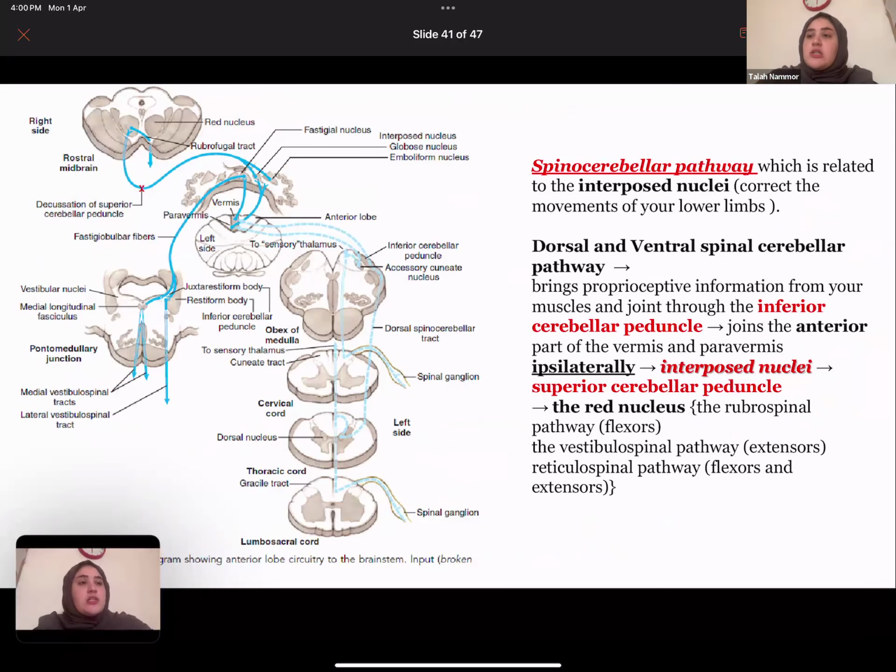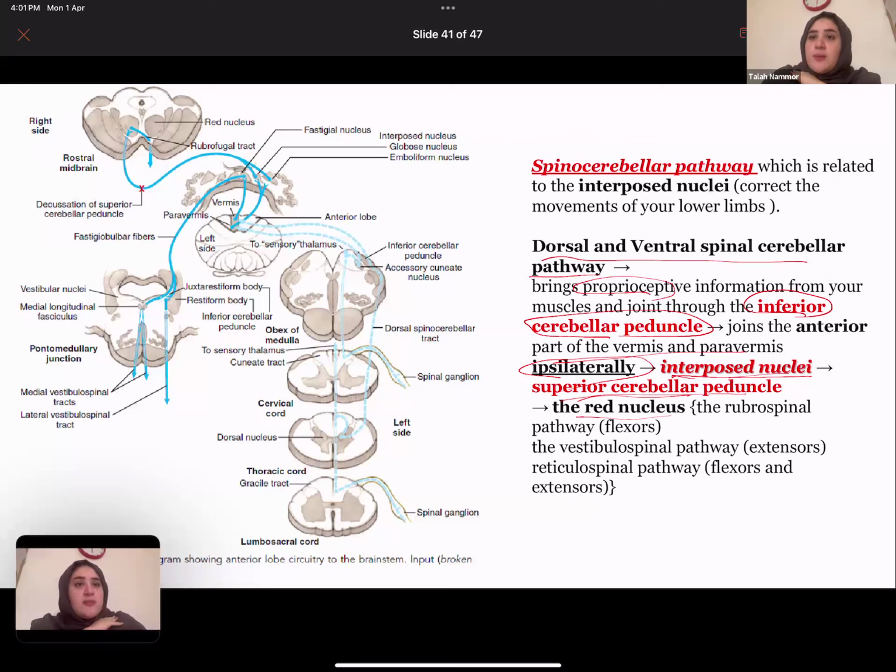Information is going to come in from the spinal cord. The dorsal and ventral spinocerebellar pathways are going to bring all the proprioceptive information. From where? From our muscles and our lower limbs, our feet, our knees, everything. It's going to enter the cerebellum through the inferior cerebellar peduncle. Then it will join the anterior part of the vermis and paravermis ipsilaterally, and go to the interposed nuclei. From the interposed nuclei it goes to the superior cerebellar peduncle, and from the superior it goes to the red nucleus, affecting the different pathways.